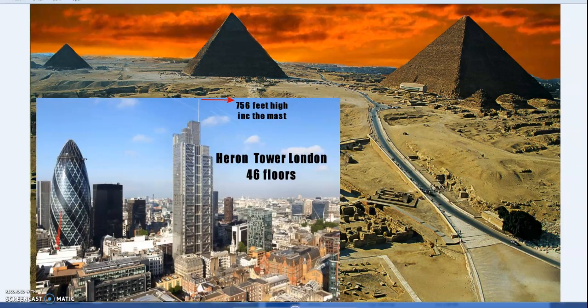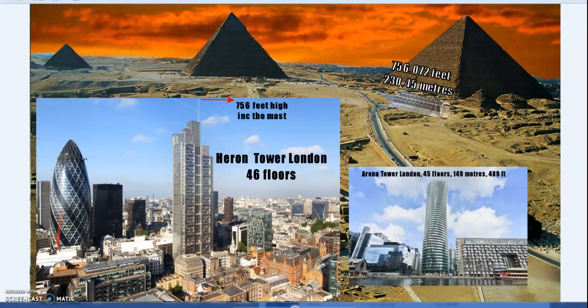Now, to put that into perspective, this is Heron Tower in London, 46 floors, but the total height of the building is 756 feet, including the mast. It's including that spire on the top. The base of the pyramid on the southern face is 756 and a fraction feet. It is as wide as Heron Tower is high.